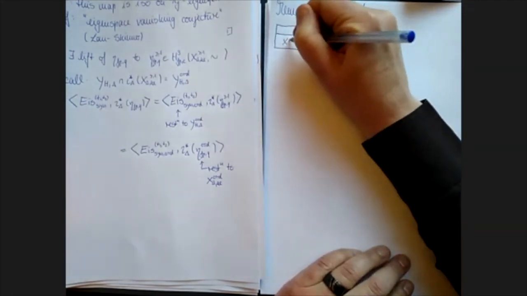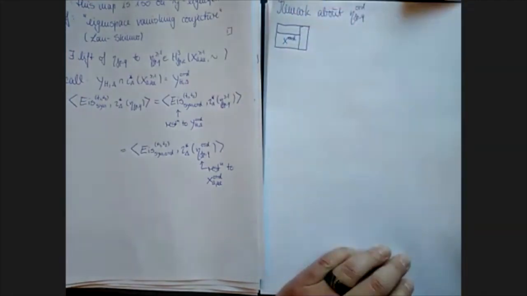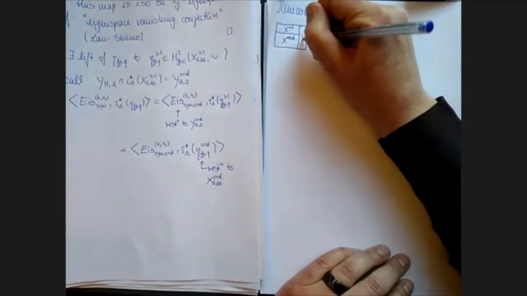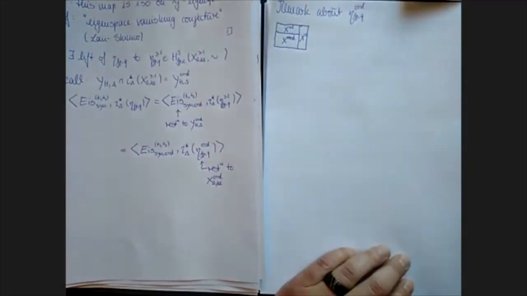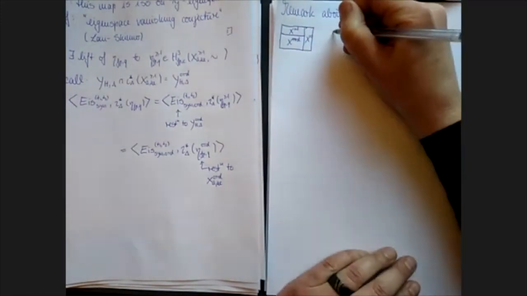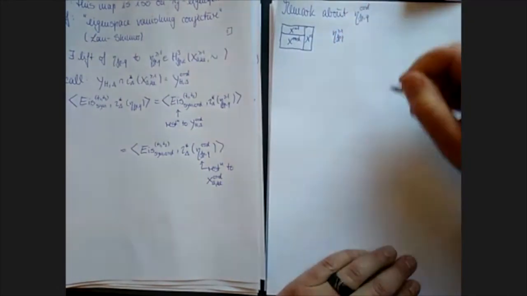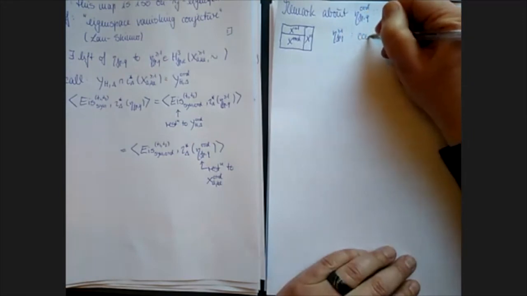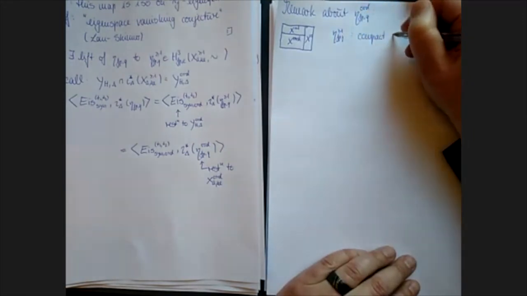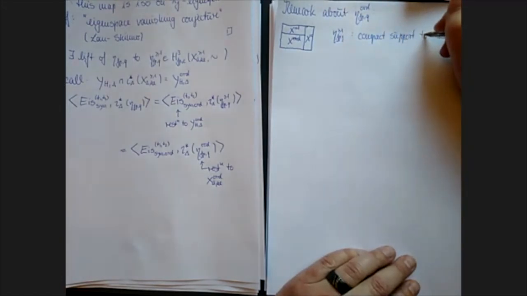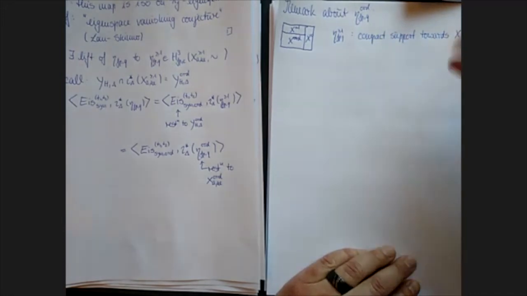Namely, this here is the ordinary locus, where the multiplicative rank is equal to 2. There is the x equal to 1 locus, and there is the x equal to 0 locus. Now this class eta FP greater or equal to 1 has compact support towards the x equal to 0 stratum.